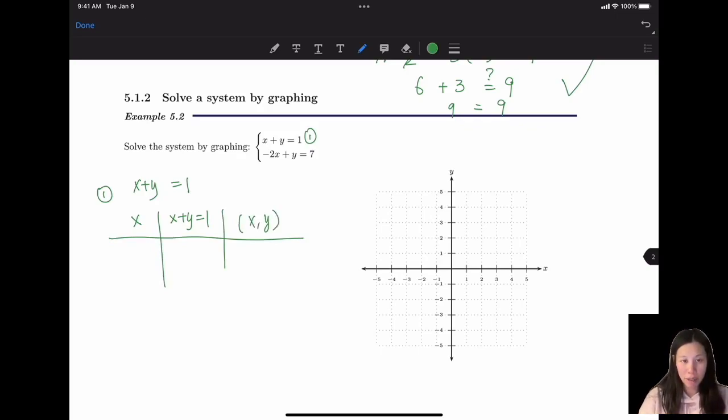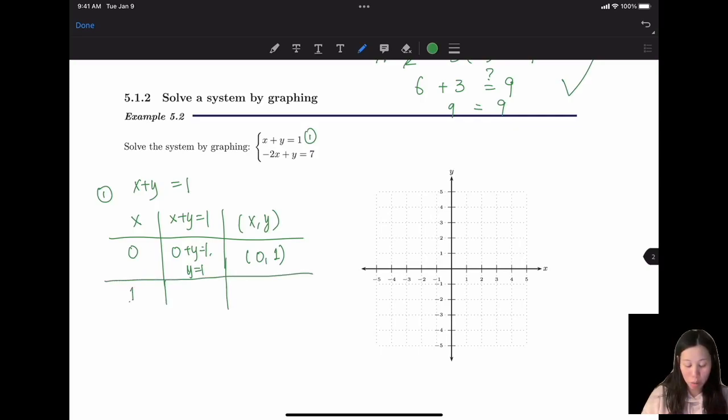Let's say if x equals 0, so I have 0 plus y equals 1. So y equals what? y equals 1. So my ordered pair is going to be 0 and 1. The second one, I want to pick 1. If x equals 1, 1 plus y equals 1. So that means I solve for y equals 0. Again, you can pick any number. The reason I pick 0 and 1 is because it's easier for me to calculate. So the second ordered pair is going to be 1, 0.